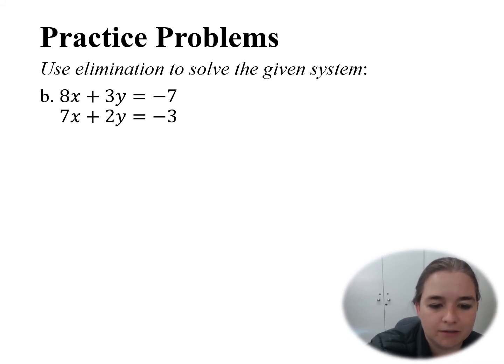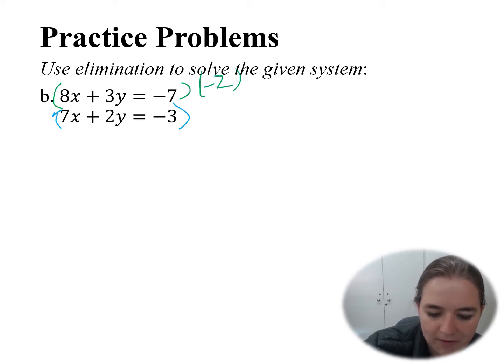So one of my equations is going to need to be multiplied by a positive, and one of them is going to need to be multiplied by a negative. What I'm going to do is make that top one negative. So I'm going to take that entire first equation and multiply by a negative 2. For my second equation, I'm going to multiply the entire equation by a positive 3.